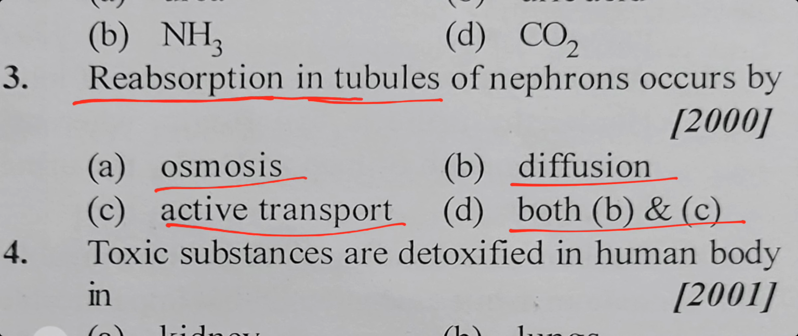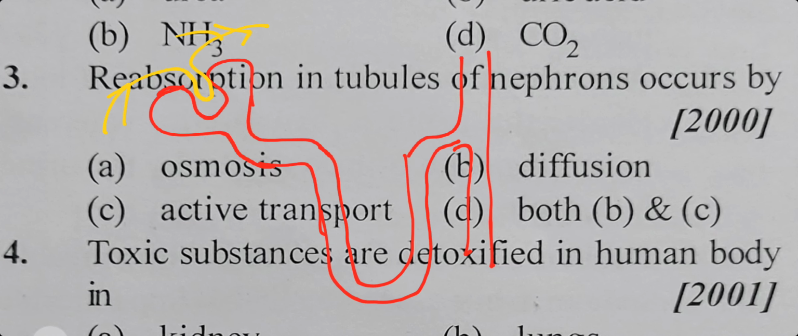In this process of reabsorption, what happens? The filtrate which is formed in Bowman's capsule from the glomerulus, here the first process takes place, that is filtration from the blood, and when the filtrate moves through the tubular region, reabsorption takes place. The water and ions will be reabsorbed by diffusion and active transport. It is reabsorbed by both diffusion as well as active transport.